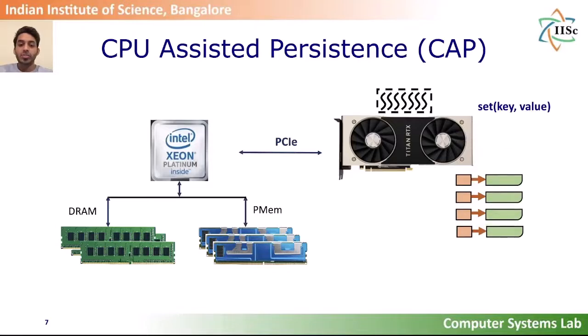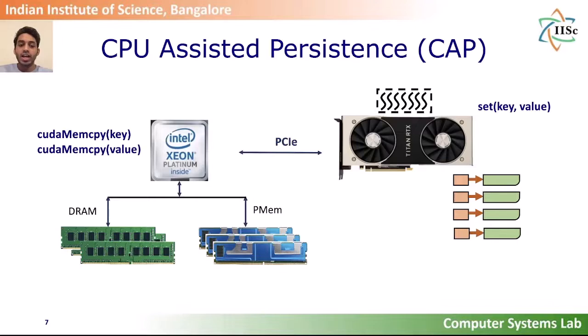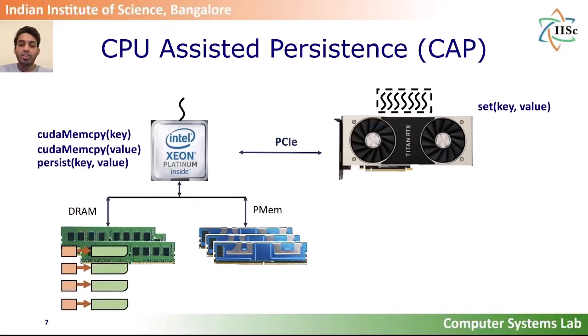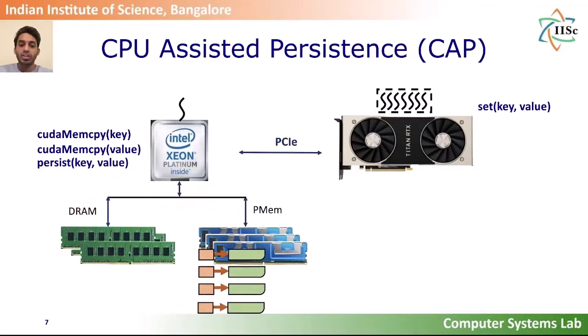Take the example of GPKVS. The GPU performs batch set operations. It then transfers the entire key-value store to the CPU to guarantee persistence. Persistence is guaranteed by the CPU flushing and draining data from the caches. This is needed to ensure recoverability in the presence of volatile caches. However, this system exhibits unnecessary data movement and serialization by the CPU while guaranteeing persistence.